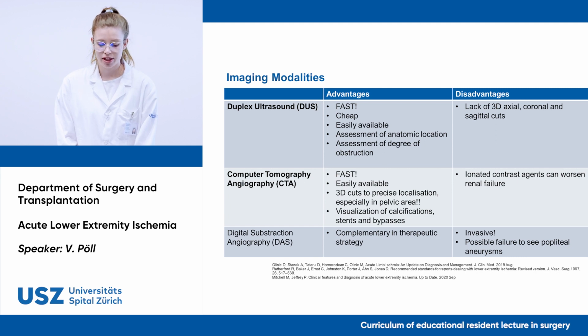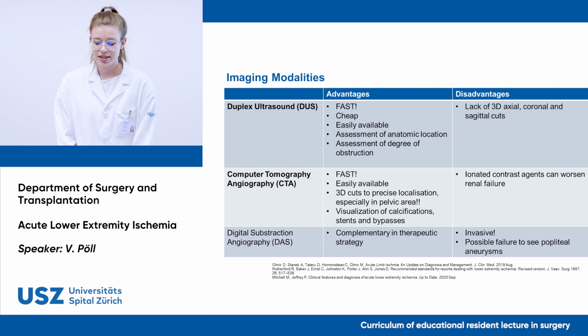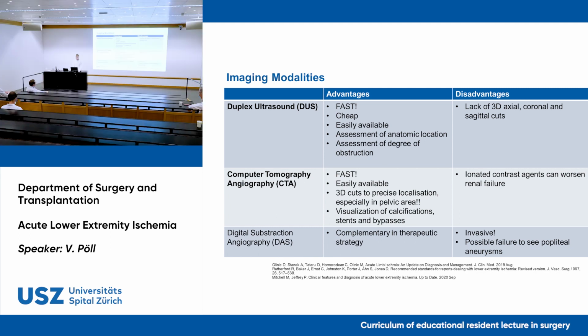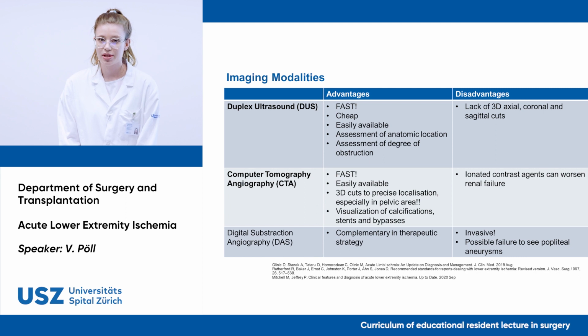Digital subtraction angiography, which we have seen on the picture before, has been the gold standard for diagnosis in earlier times. Nowadays, it is rather used as a complementary strategy in therapeutic approaches. And the reason is because it's invasive, and it's also possible that you fail to see a popliteal aneurysm, which you really need to rule out due to the complex treatment strategy and the associated high frequency of major amputation in these patients. The role of MRA in diagnosing and in treating the acute lower extremity ischemia seems limited.